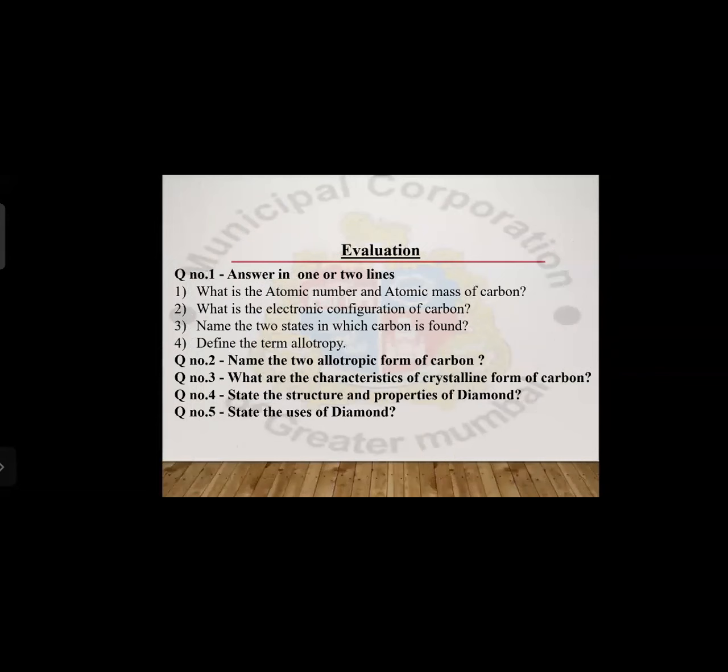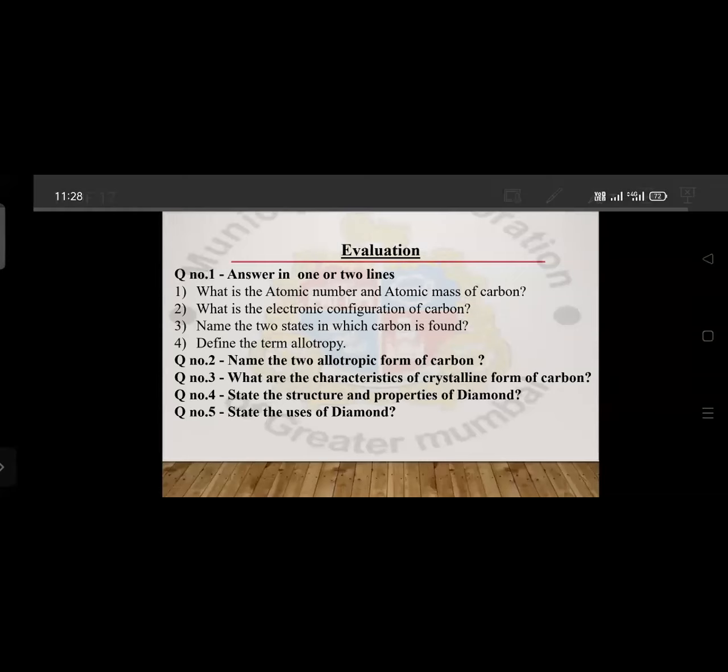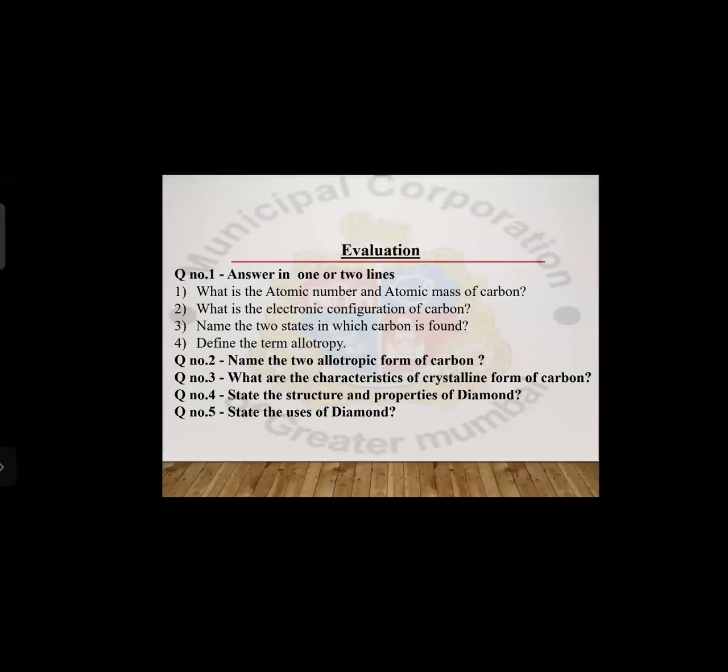Okay. So up till now, for today's lecture, we have covered only one form of crystalline carbon, that was diamond. And this is the evaluation part. I hope you have understood the topics we have taken today. I also request you to take a screenshot of this slide. These are some extra questions which are not in your textbook. So you could write them if you have understood today's topic. I'll wait for 1 minute so that you can take the screenshot.